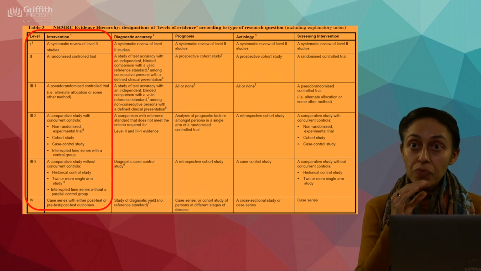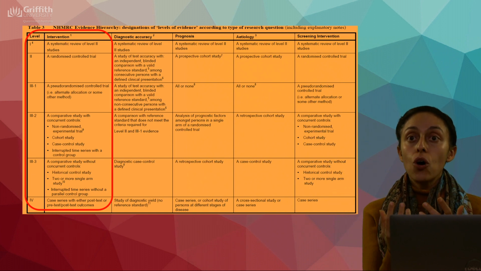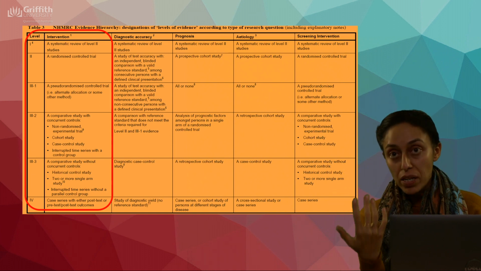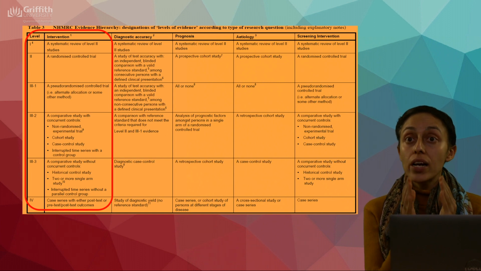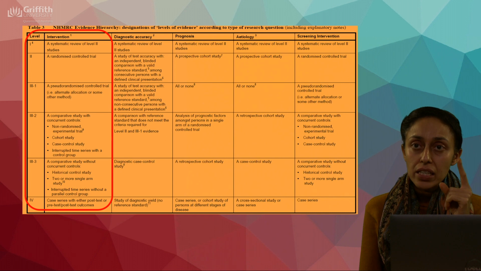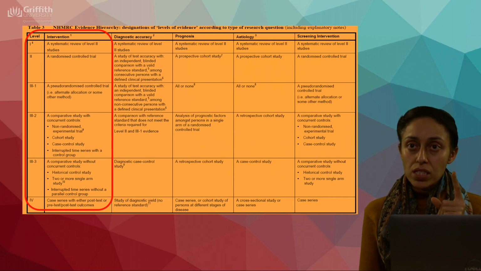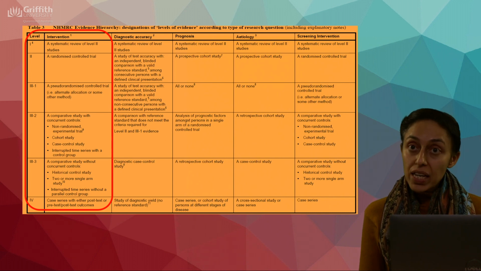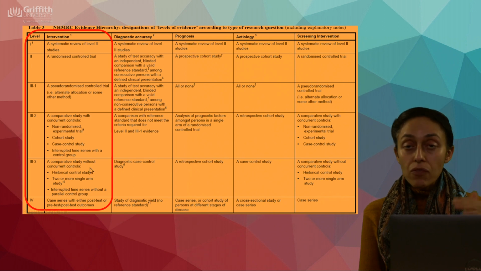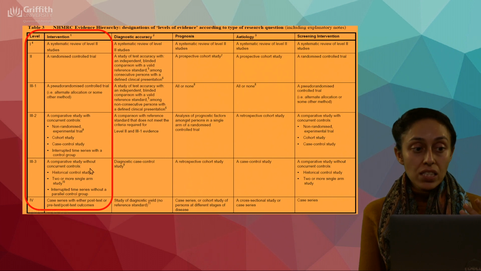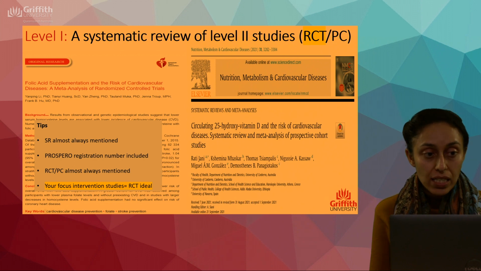So level 1 is systematic reviews of randomized control trials, prospective cohort studies, and so on. Level 2 evidence is an original article: one good RCT, one good prospective cohort study. I hope that makes sense, guys. And rather than going through level 3 and 4 in this document, which would be very confusing for you, I will give you examples of each one of these so that it becomes much clearer. Okay, so moving on to the next slide.